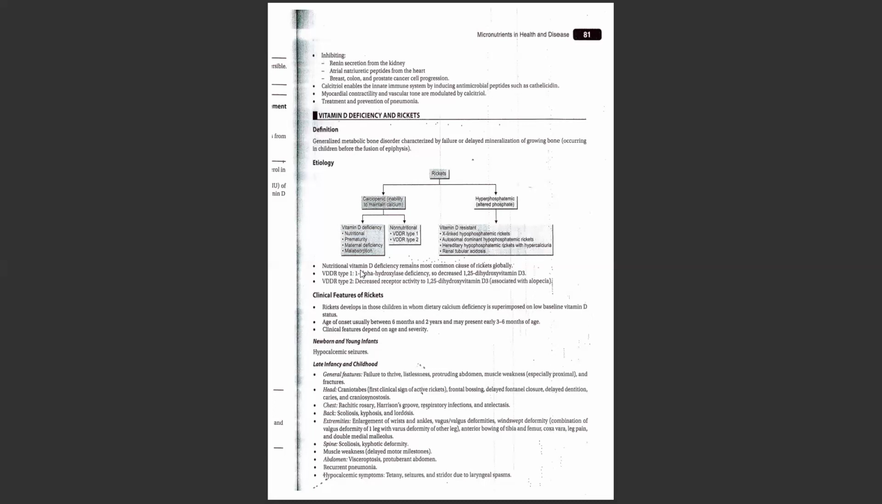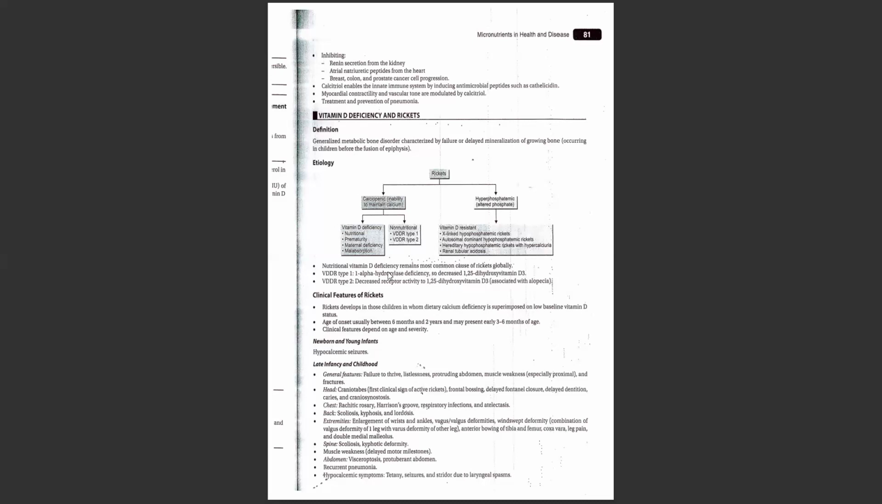Then nutritional vitamin D deficiency remains the most common cause of rickets globally. Non-nutritional rickets are there, but nutritional vitamin D deficiency remains the most common cause of rickets. Then vitamin D dependent rickets type 1, where there is 1-alpha hydroxylase deficiency, so decreased 1,25 dihydroxy vitamin D3. In vitamin D dependent rickets type 2, there is decreased receptor activity of 1,25 dihydroxy vitamin D3, which is associated with alopecia.